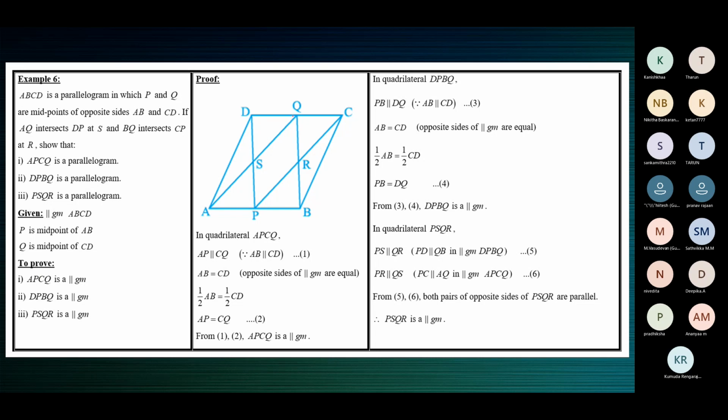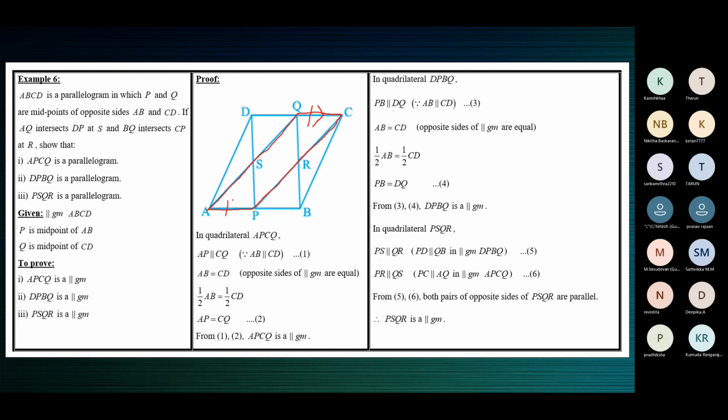So here we have to first prove that APCQ is a parallelogram. For that, the property we use is that one pair of opposite sides are parallel and equal. The opposite sides of APCQ are AP and CQ. There is one more pair of opposite sides. We're going to take up AP and CQ. We're going to prove that AP is equal to CQ and AP is parallel to CQ.